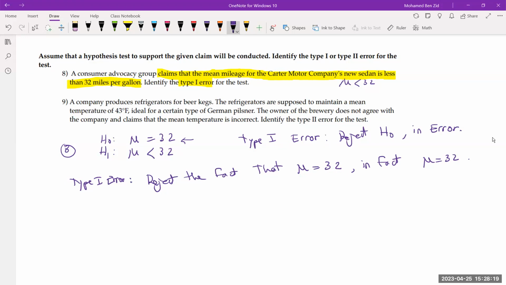So first of all, you define H0 and H1. You go for the definition of type 1. You reject H0, so reject that the mean equals 32. And what you did is a mistake. All right, so that's a negation.